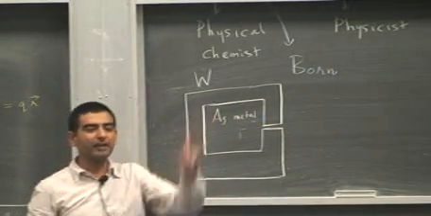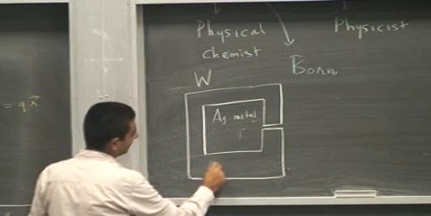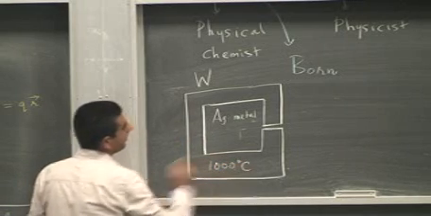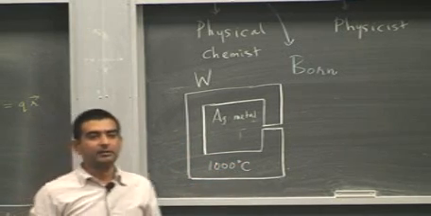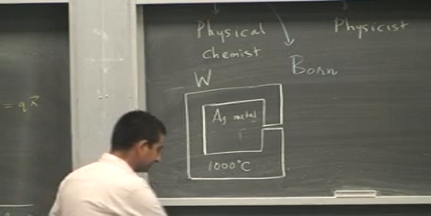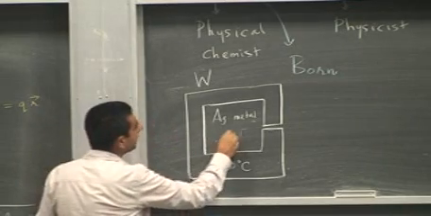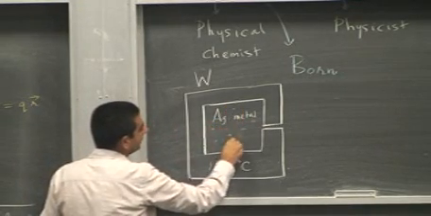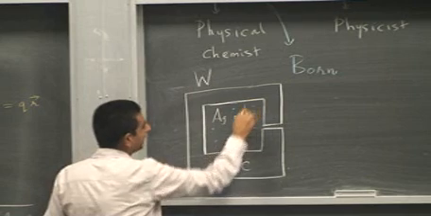And they heated this oven up to about 1000 degrees centigrade. So the sodium metal vaporized. Now we have sodium vapor inside the oven. Sorry, silver.